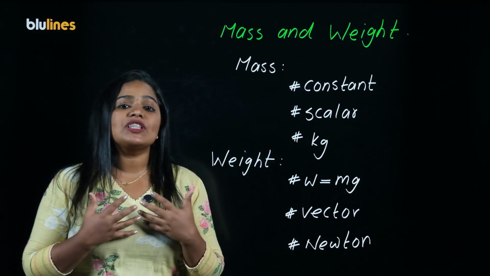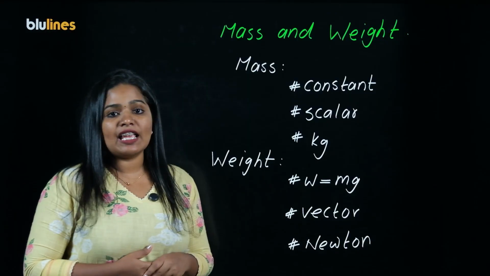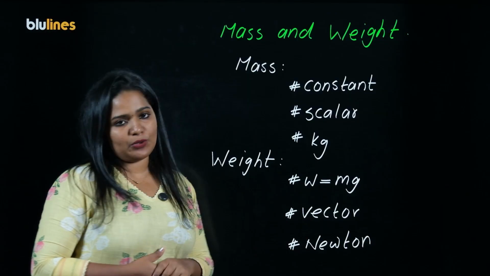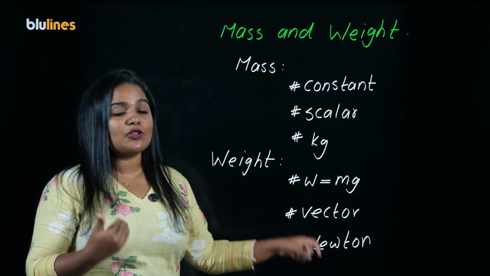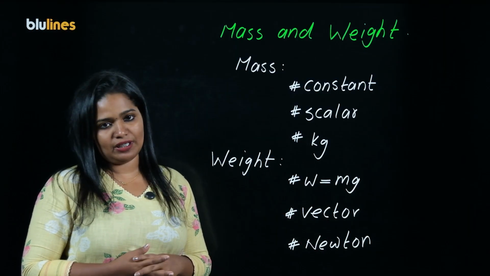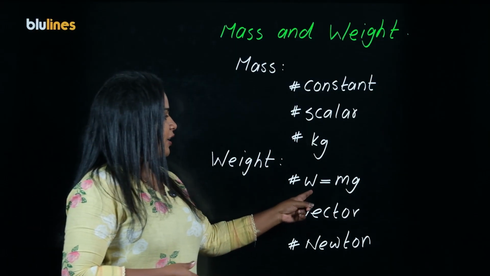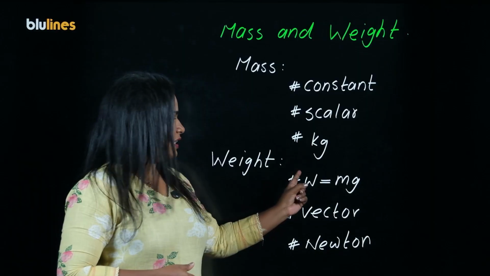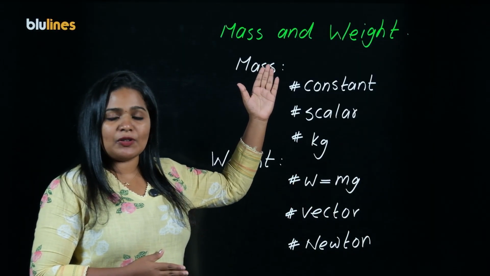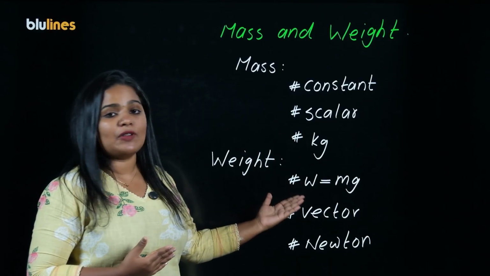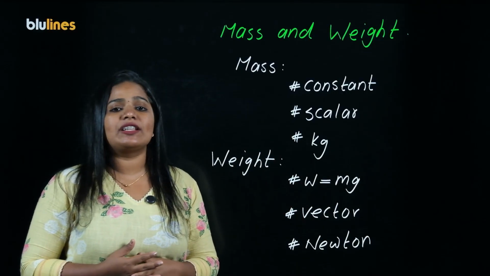And the second quantity is weight. Weight is the gravitational force acting on a body, and it is a vector because it is a force. What is the unit of force? It is Newton. So, what is the unit of weight? It is again Newton. What is the relationship between mass and weight then? F is equal to mg. That is, W is equal to mg. So, one is a scalar quantity which is a constant, and this is a vector quantity and is a variable. From place to place, weight can change.